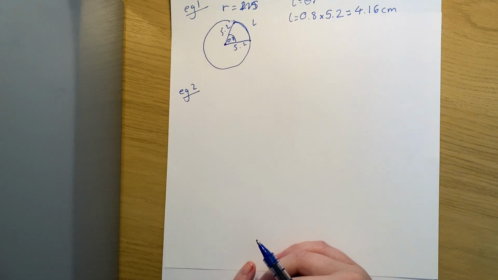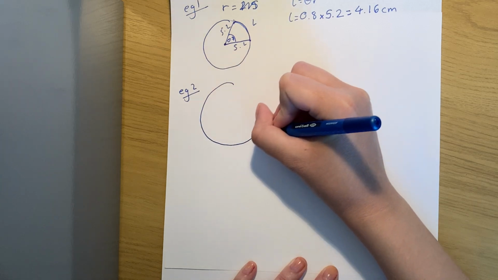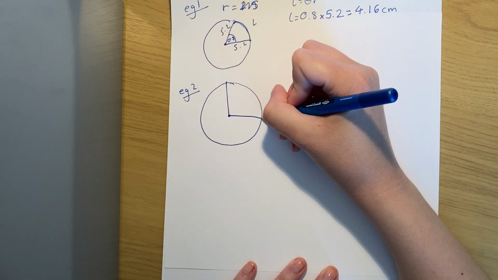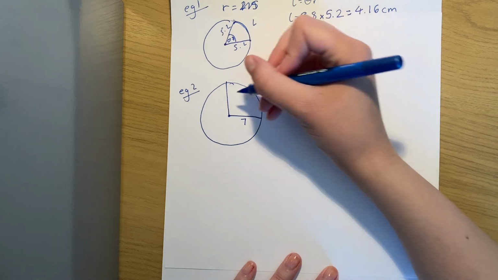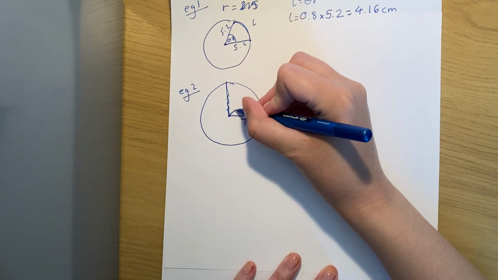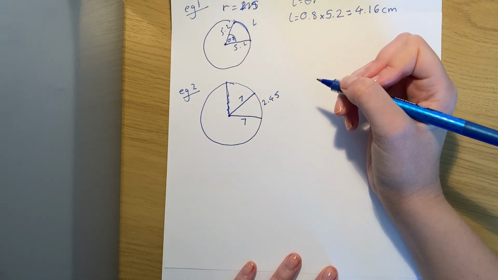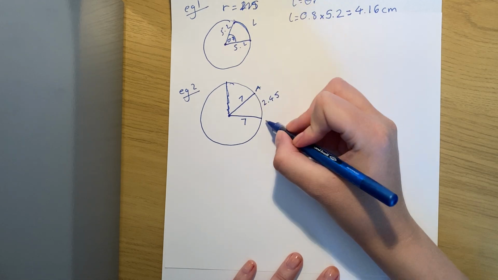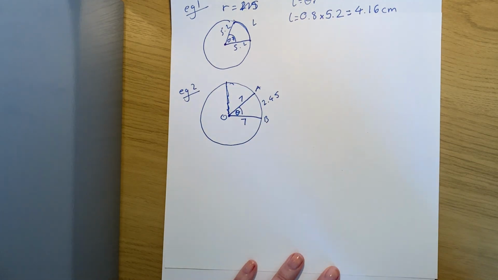Example number 2. An arc AB of a circle with radius 7 centimetres and centre O has a length 2.45 centimetres. I always draw these out. So it has radius 7 centimetres and arc length 2.45 centimetres. Find the angle AOB subtended by the arc at the centre of the circle.